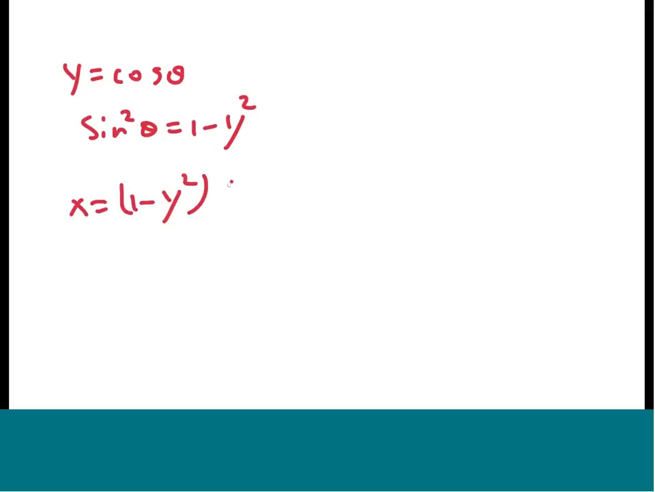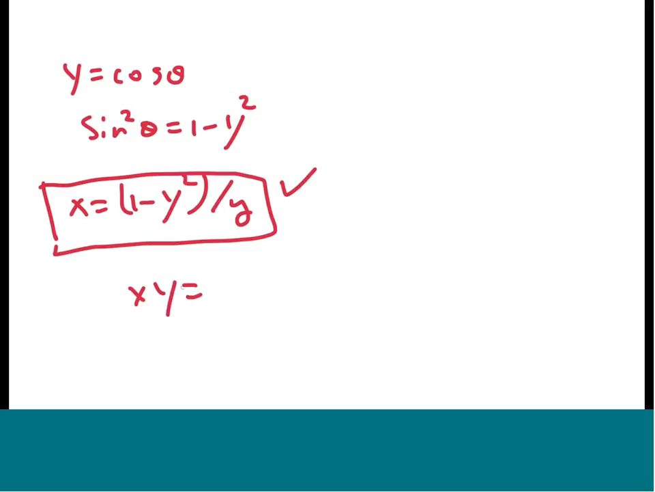That's so simple, okay? So y equals cosine theta. Then sine square equals 1 minus y square. So it's going to be x equals 1 minus y square over y. That's all. So this is the curve. Everybody has it, okay? Doesn't really matter, okay?